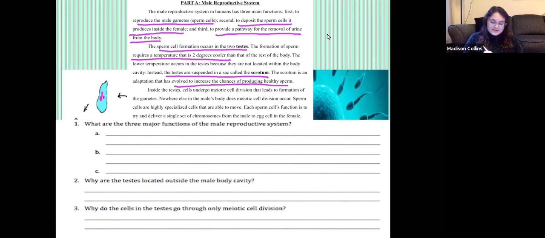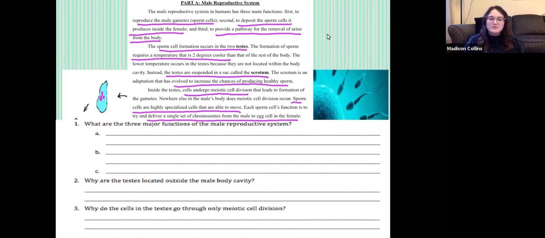Inside the testes, cells undergo meiotic cell division that leads to formation of the gametes. Nowhere else in the male's body does meiotic cell division occur. Sperm cells are highly specialized cells that are able to move. Each sperm cell's function is to try and deliver a single set of chromosomes from the male to the egg cell in the female. All right, guys, using that information, go ahead and pause this video, answer questions 1 through 5, and press play when you're ready to review the answers.